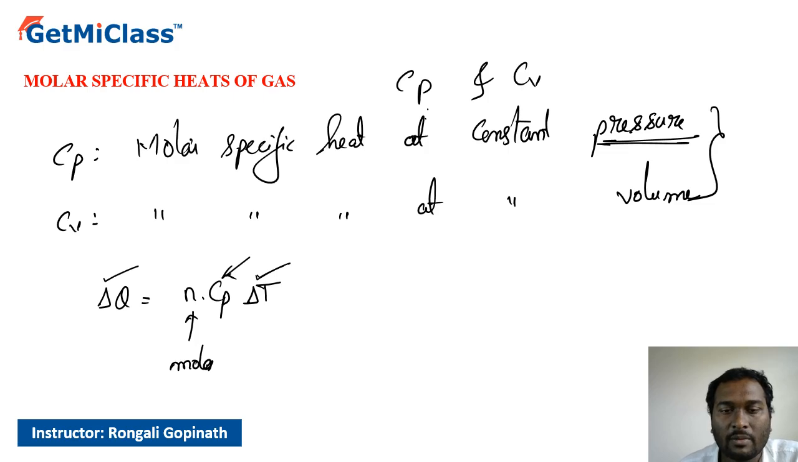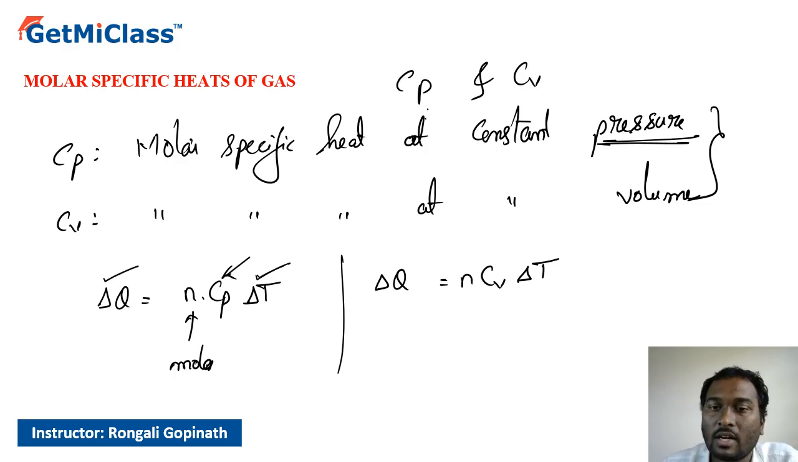Similarly, if I am providing heat energy to a gas keeping volume constant, then delta Q is equal to N Cv delta T. Right now we are going to find some interesting facts about these things. That is how I can represent this Cp and Cv, the molar specific heats, in terms of degrees of freedom. To understand that, we need to start with the first law of thermodynamics. We will just borrow that one part from thermodynamics and utilize it over here.